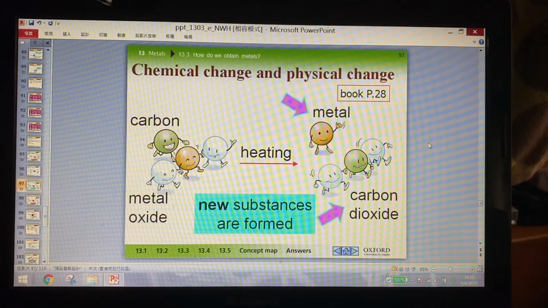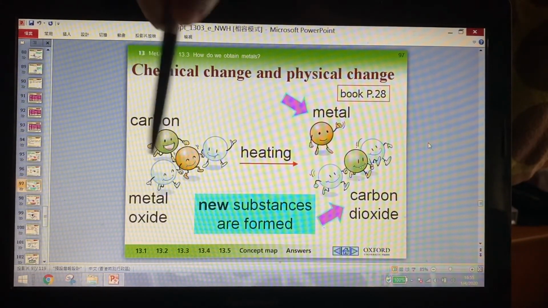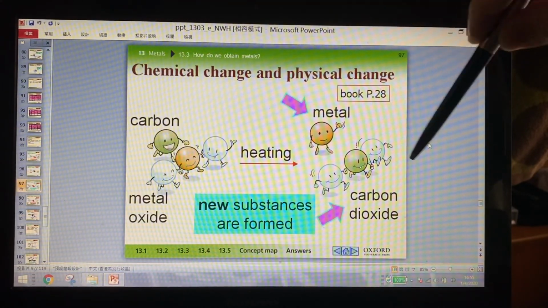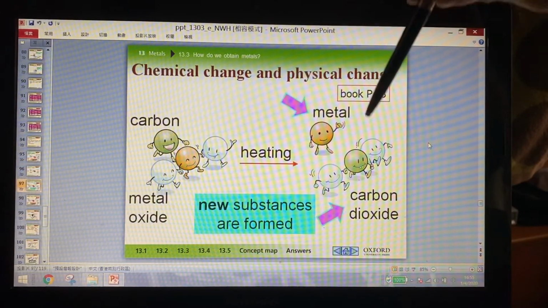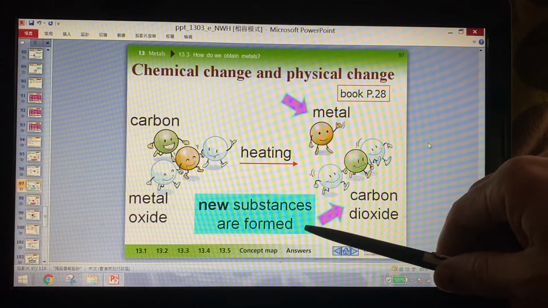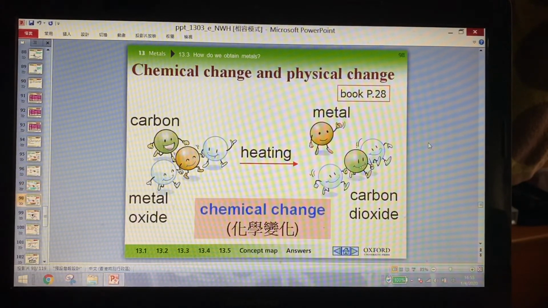And for a chemical change, a new substance is formed. So when carbon and metal oxide are mixed together and heated, we will have metal and we will have carbon dioxide. At first, we do not have metal and we do not have carbon dioxide, but after the reaction, we have metal and we have carbon dioxide. So new substances are formed. So this is a chemical change.